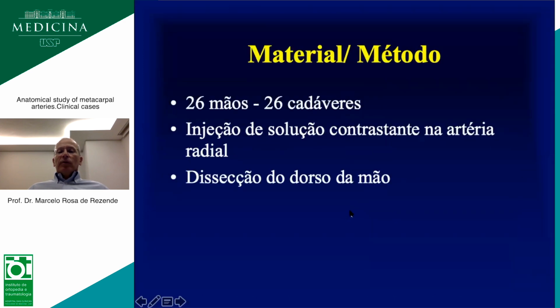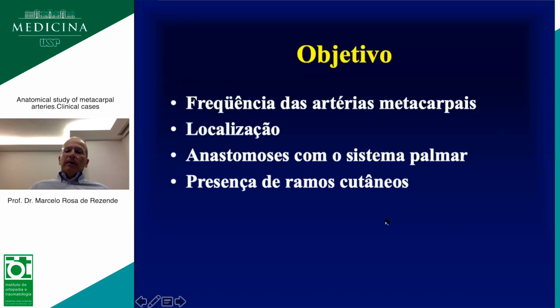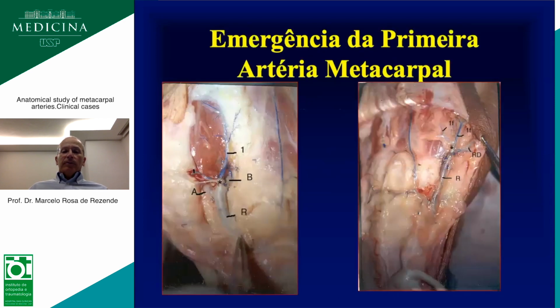We dissected 26 cadavers, 26 hands. We injected the dye solution at the radial artery. In this study, we studied the anatomy of the metacarpal arteries, their location, possible anastomosis, the proximal and distal ones, and the presence of the cutaneous branch.